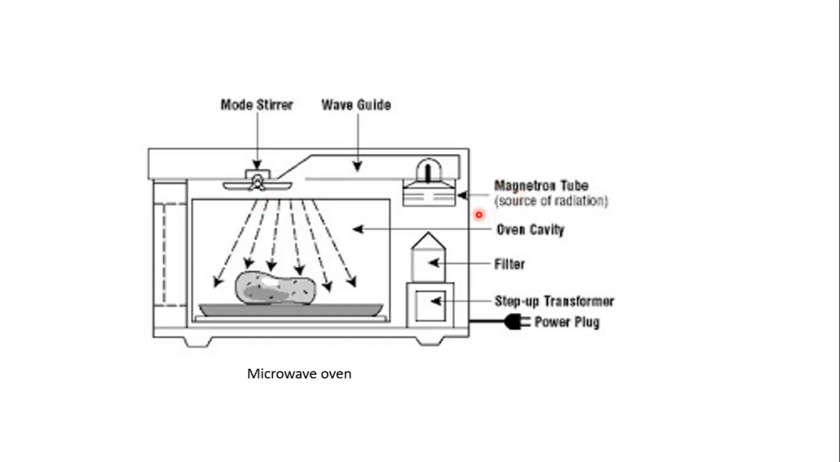Here is the magnetron, the source of radiation. Then this oven cavity, a filter, a step-up transformer, a power plug, and a waveguide. Here is the mode stirrer.